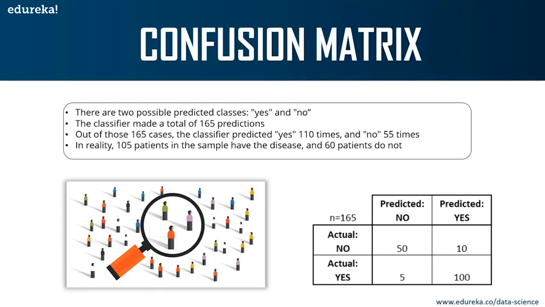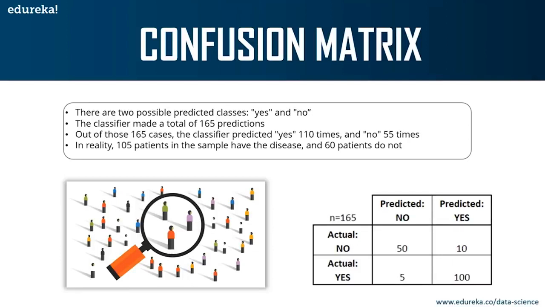Since both of these are no, it was correctly able to classify 50, but 10 of these cases it incorrectly classified, meaning that your actual value here is no, but your classifier predicted it as yes. That's why there's 10 over here. Similarly, it wrongly predicted that 5 patients do not have the disease, whereas they actually did, and it correctly predicted 100 patients who had the disease. I know this is a little bit confusing, but if you look at these values, no, 50 means that it correctly predicted 50 values. No, yes means that it wrongly predicted yes for the values that it was supposed to predict no.